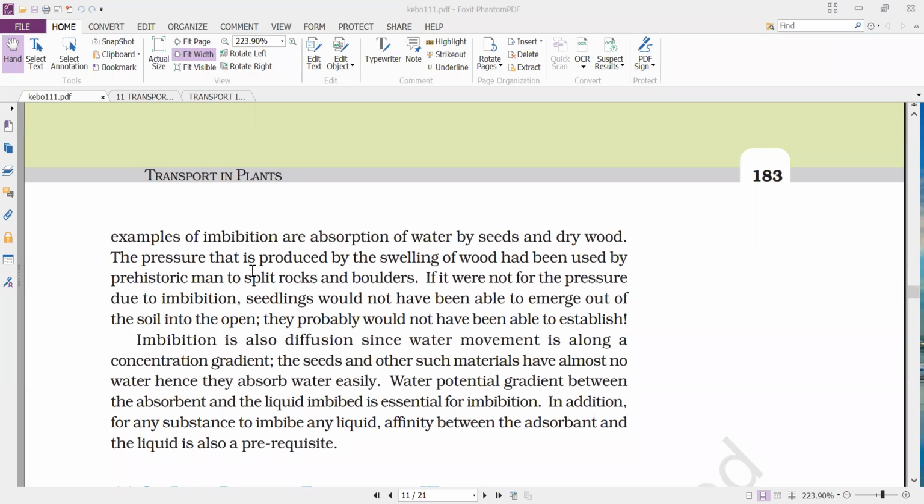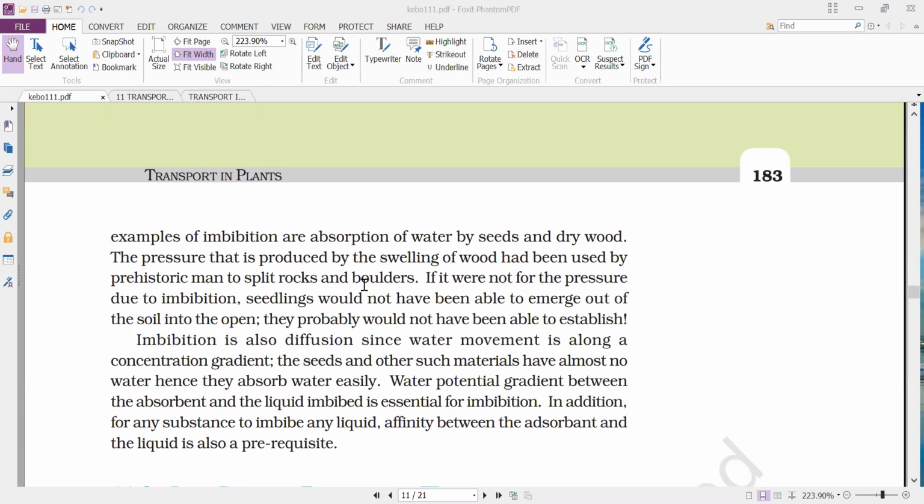The pressure that is produced by the swelling of the wood was used by prehistoric man to split rocks and boulders. Nowadays we have a lot of machinery to cut rocks or boulders, but in olden days such mechanized instruments were not there.